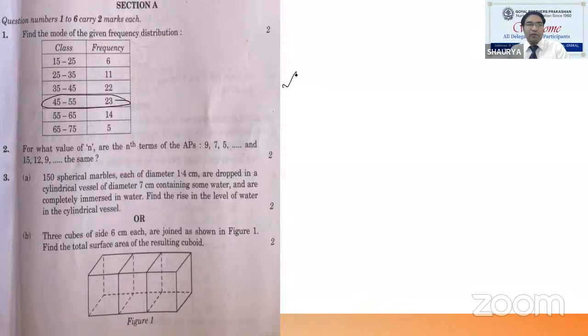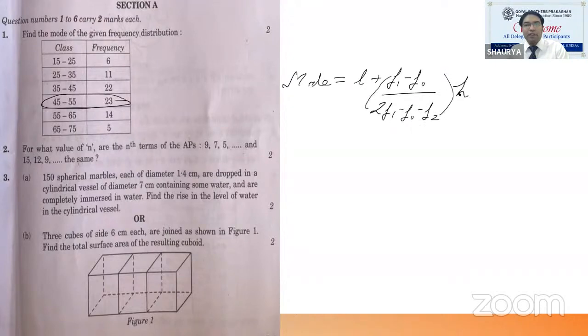Now the formula for mode for a continuous frequency distribution, as we know, is L plus (F1 minus F0) by (2 times F1 minus F0 minus F2), whole multiplied by H. I hope everyone knows the obvious symbols. L is the lower limit of the modal class, F1 is the frequency of the modal class, F0 the frequency of the preceding class, F2 the frequency of the successive class, and H being the class size. So we can just plug in the values and we'll have the answer.